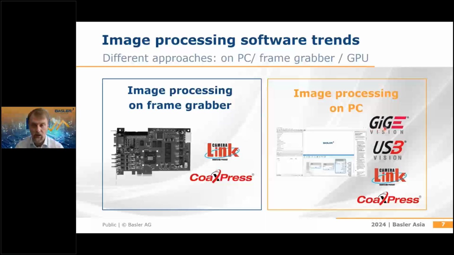When we look into GigE or USB, there are normally no frame grabbers used, but we can use our frame grabbers, or the FPGAs on them, as a co-processor when you are working with GigE Vision or USB 3.